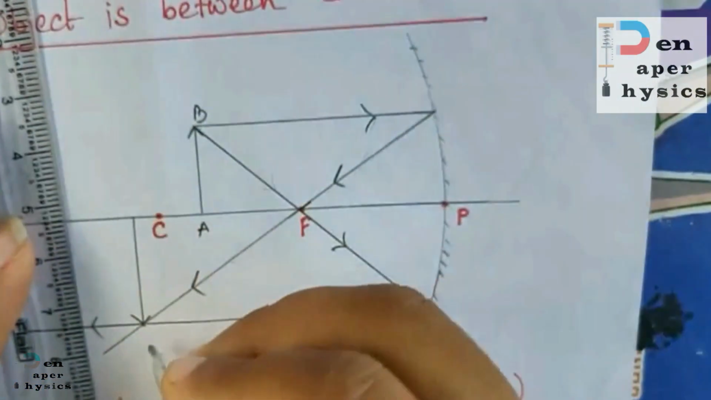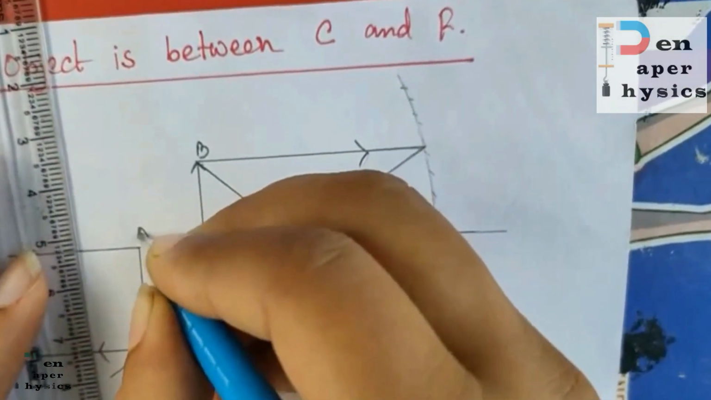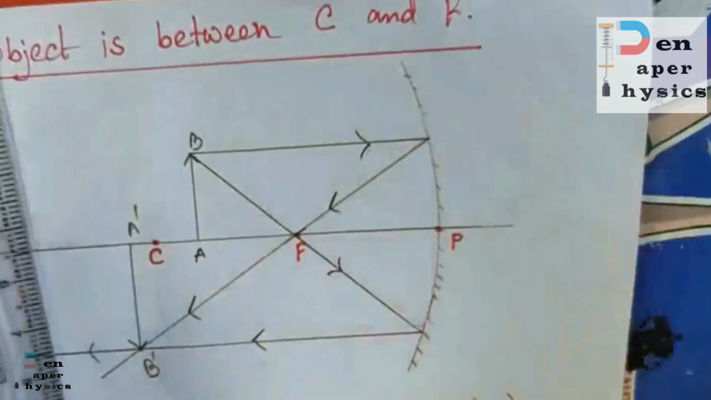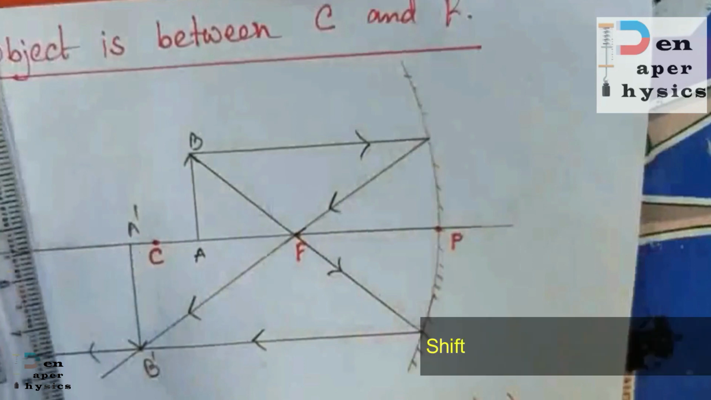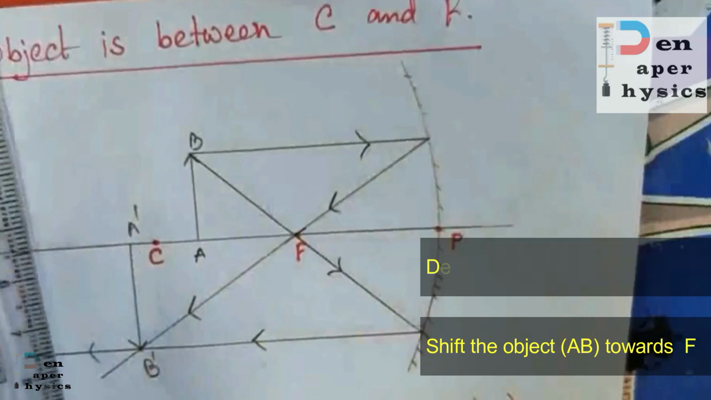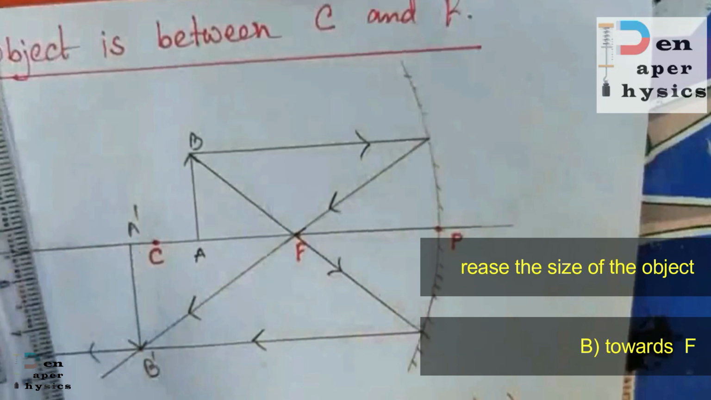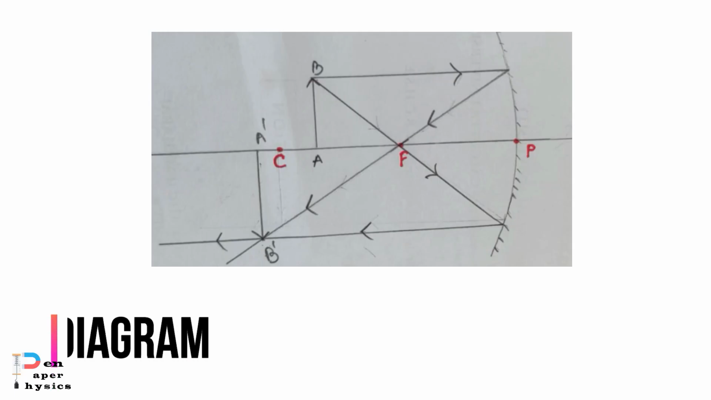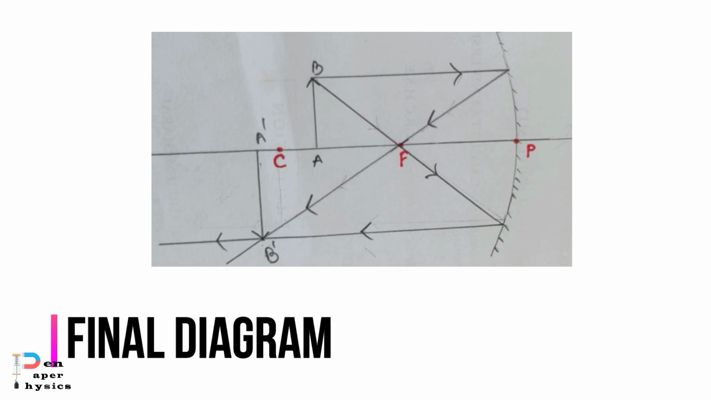Now here I would like to share another tip with all of you. If for some reason your image is not produced beyond C, in that case shift your object towards F and just decrease the size of the object. Then definitely you will get it beyond C. So here is your final diagram.